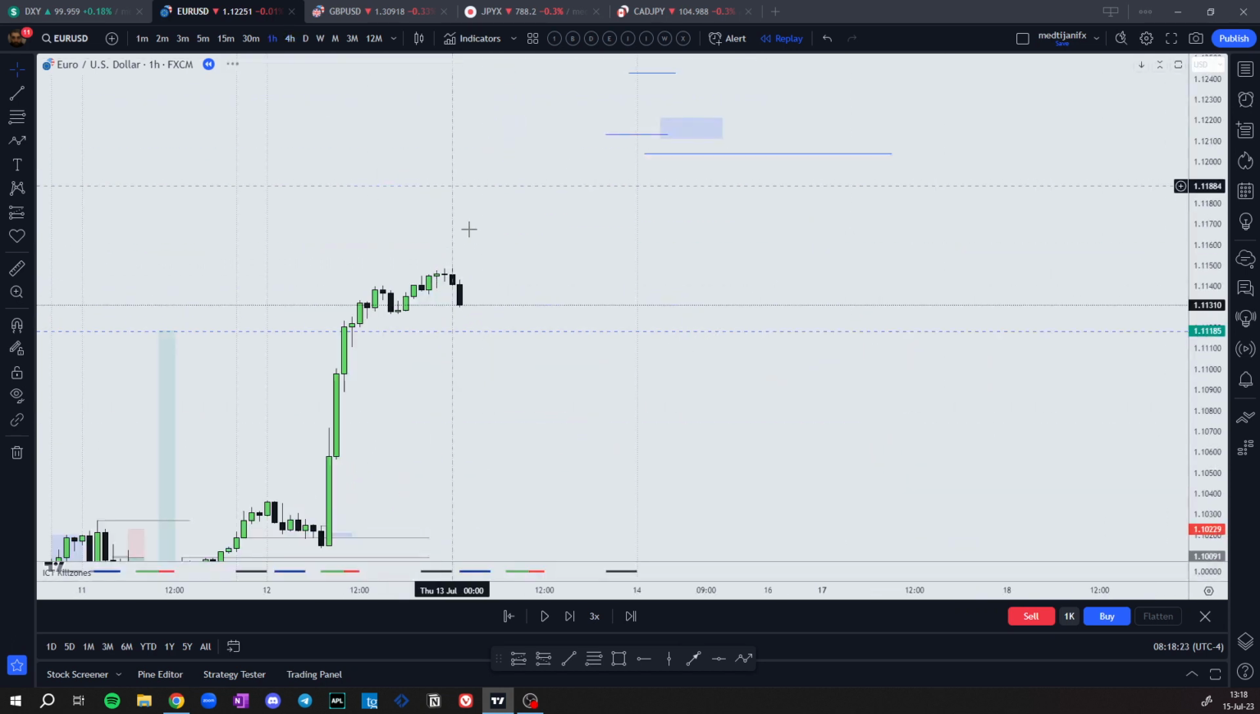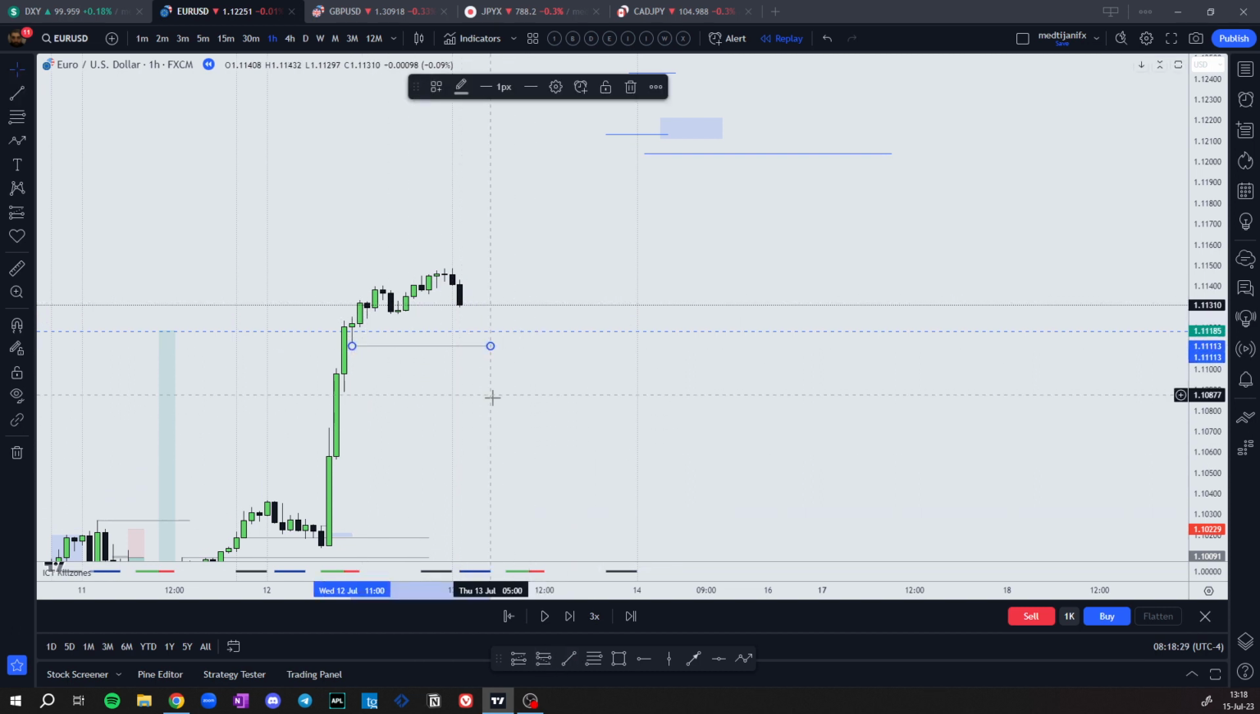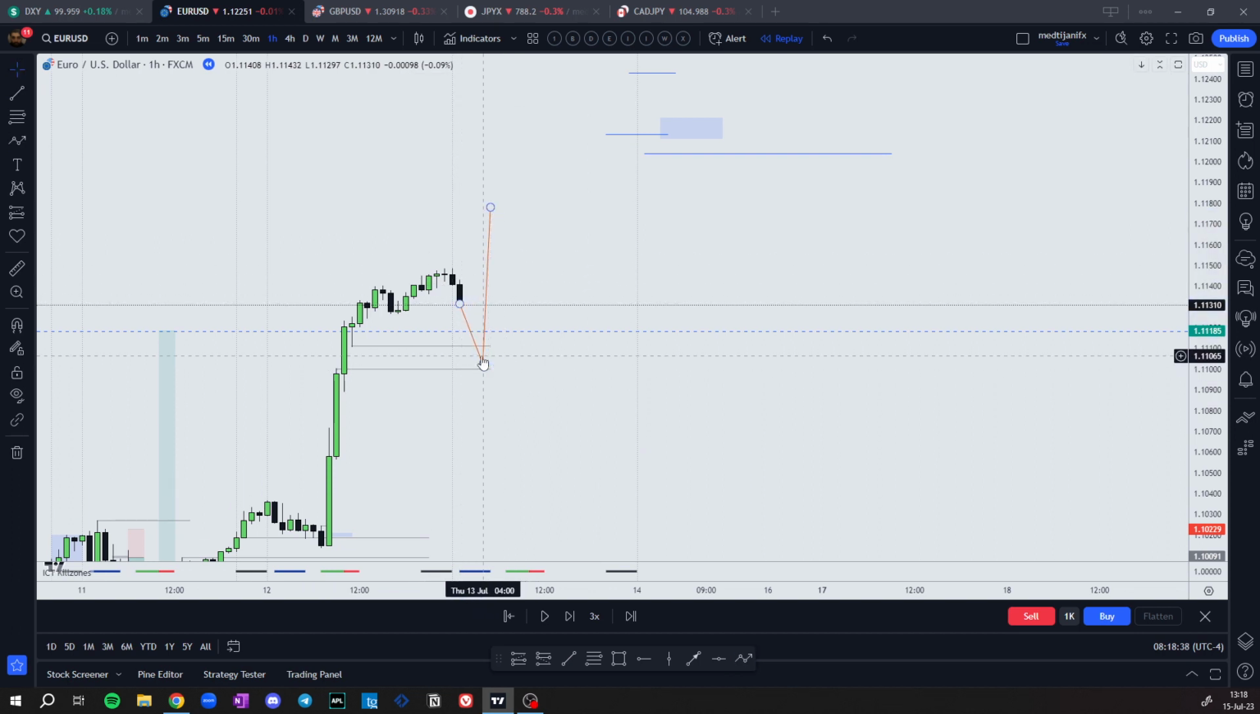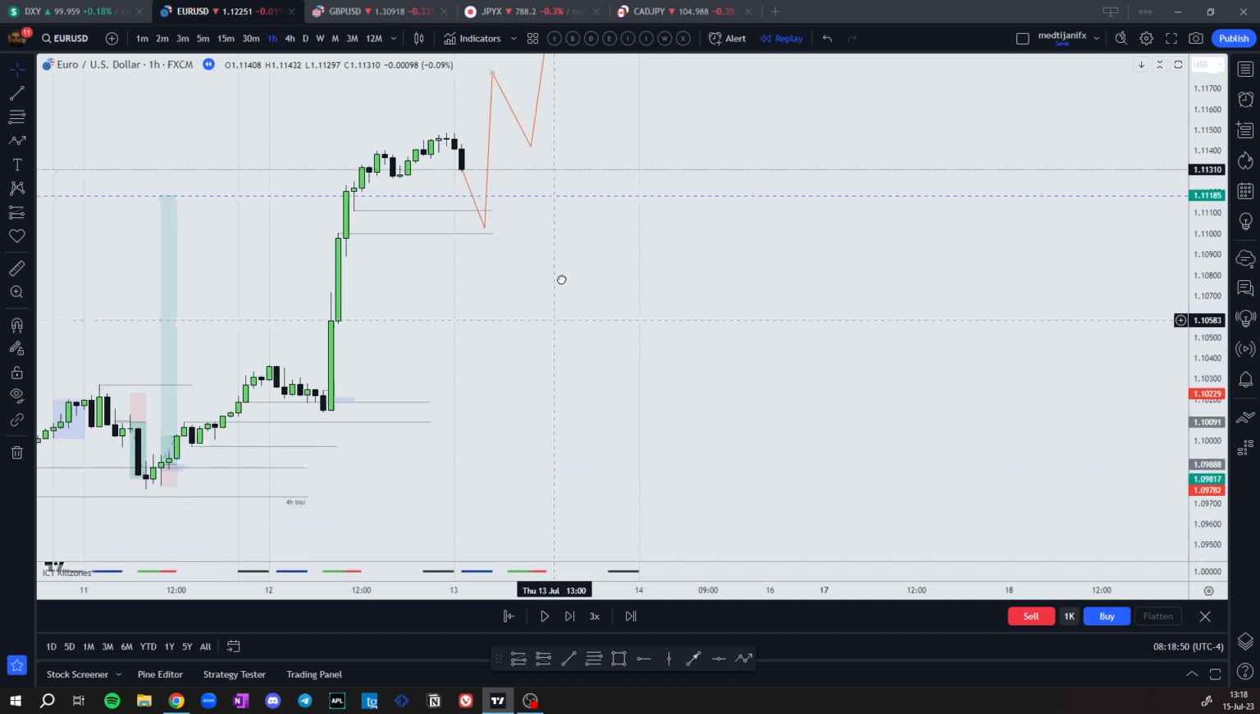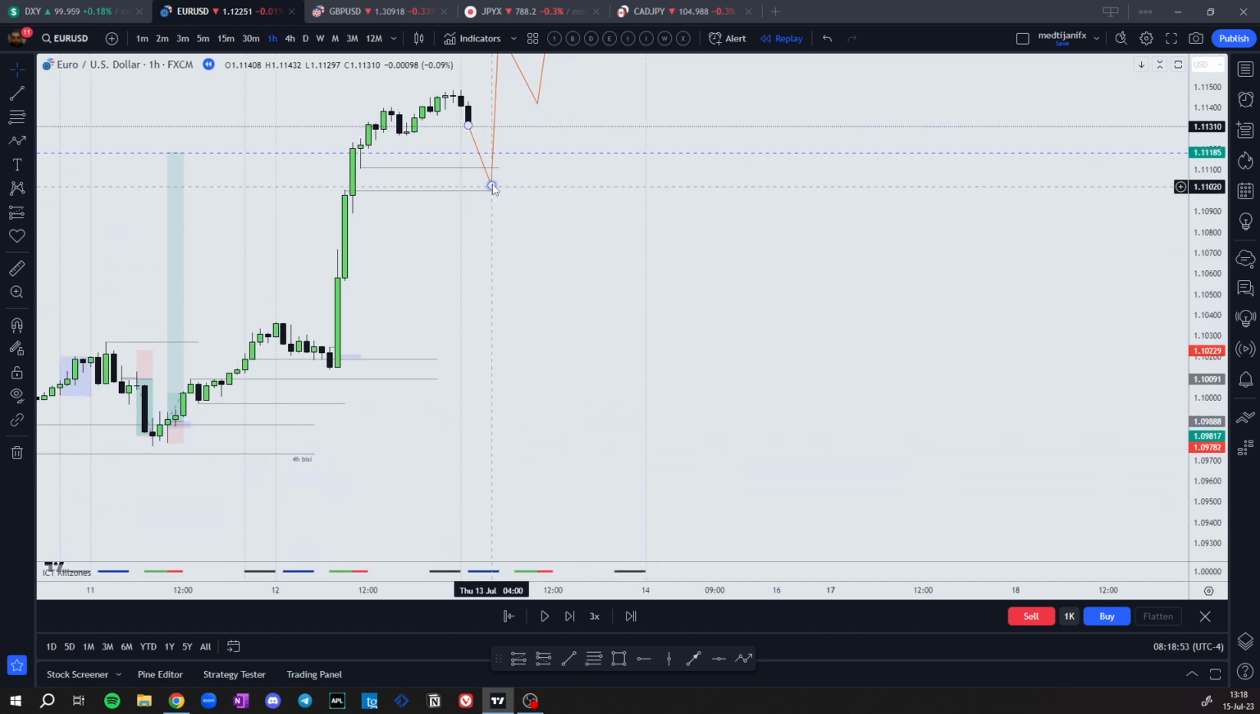But it doesn't mean I'm not going to look for a buy entry, because sometimes price could just drop here and go higher. But I'm not going to look for buy entries here. I'm going to wait for this high to be taken. So if price does fill this fair value gap and take this high, then I'm going to look for some kind of retracement for a buy entry.